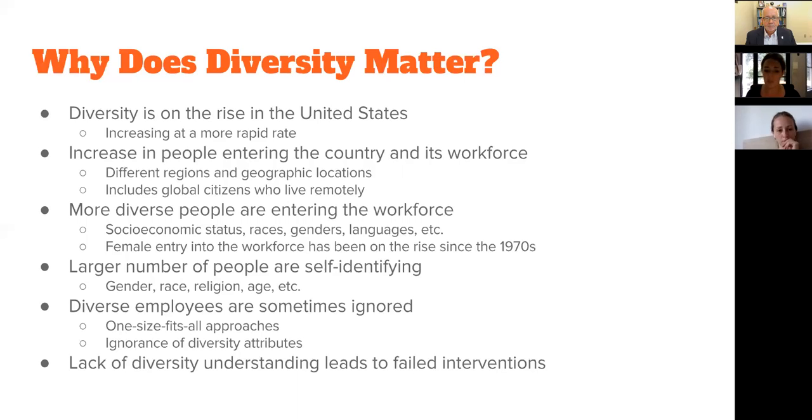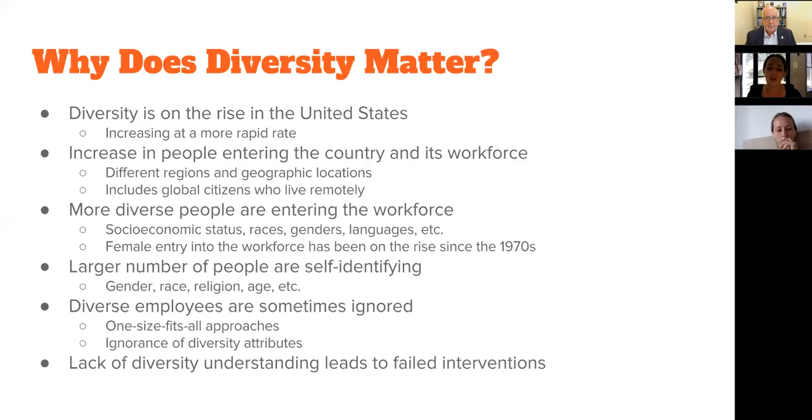Additionally, more diverse people are entering the workforce. We're seeing an increase of people in different socioeconomic classes, different races, genders, and languages, as well as an increase in females in the workforce, which has largely been in an upswing since the 1970s.